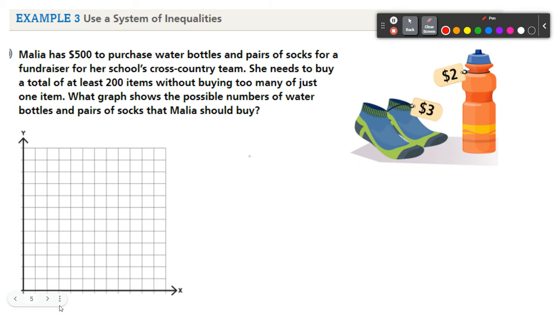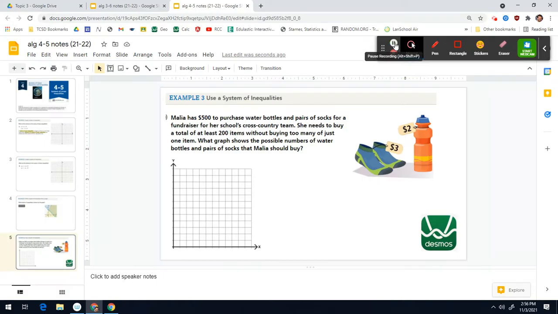Okay, so it says, word problem: Malia has $500 to purchase water bottles and pairs of socks for a fundraiser for her school's cross-country team. She needs to buy a total of at least 200 items without buying too many of just one item. What graph shows the possible numbers of water bottles and pairs of socks that Malia should buy?